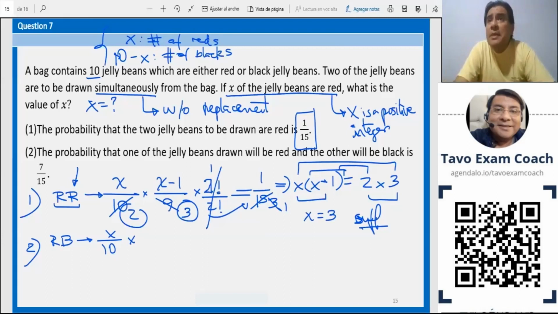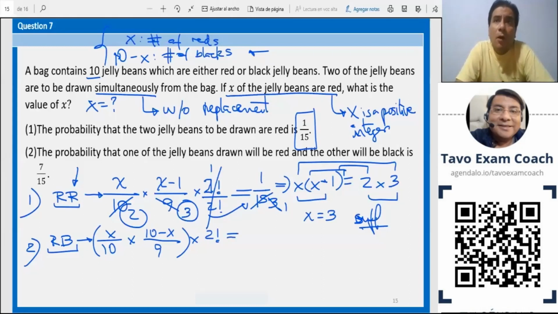Well, the number of black beans here is 10 minus X. These are the number of favorable cases. And what is the total number of cases? Well, 9, because it's without replacement. And we need to multiply that probability by the number of arrangements of this sequence of letters. Two different letters can be arranged in 2 factorial ways. So this should be the total probability of getting these 2 beans of different colors. And according to statement 2, that is 7 over 15.